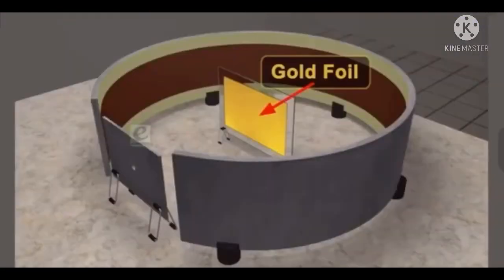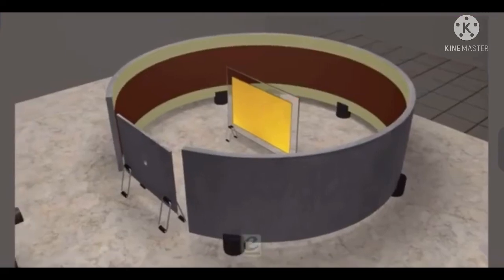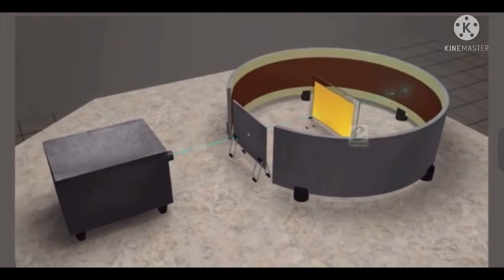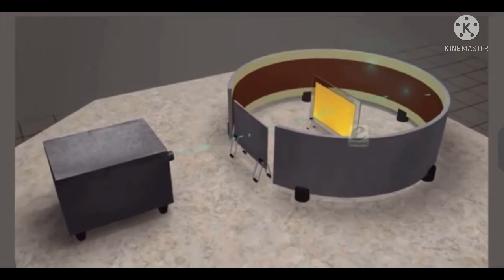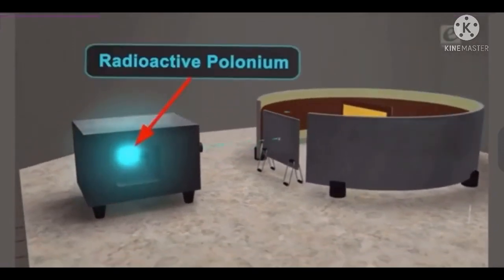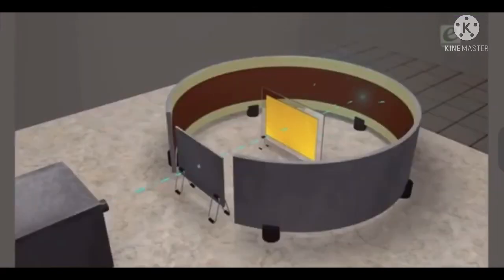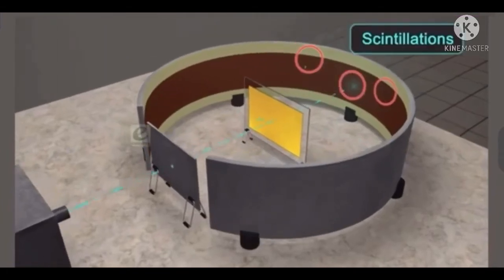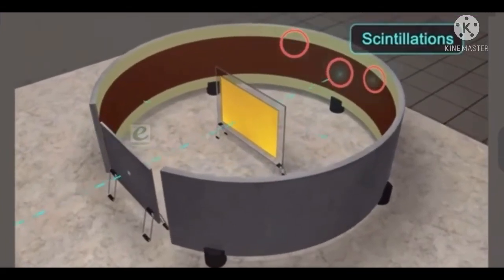In this, Rutherford took a very thin gold foil and bombarded alpha particles on it. These alpha particles were released from radioactive polonium. After that, these particles passed through the gold foil and were made to strike the zinc sulfide screen. Then the scintillations were observed on the zinc sulfide screen.